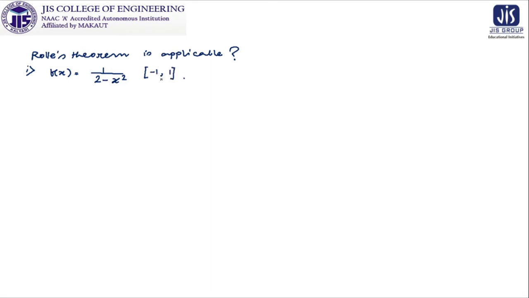So we will now proceed to some problems related to Rolle's theorem. First of all, we are now going to check whether Rolle's theorem is applicable or not. The first problem is f(x) equal to 1 by (2 minus x squared), and the range is given as -1 to 1. Clear? So whether Rolle's theorem is applicable or not means we have to check here whether the requirements are satisfied or not. Clear?